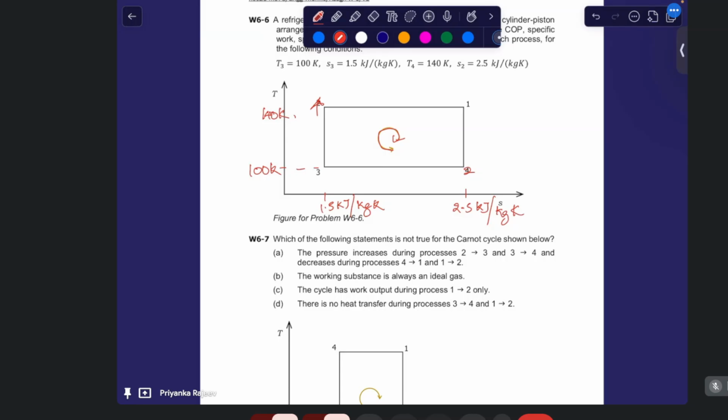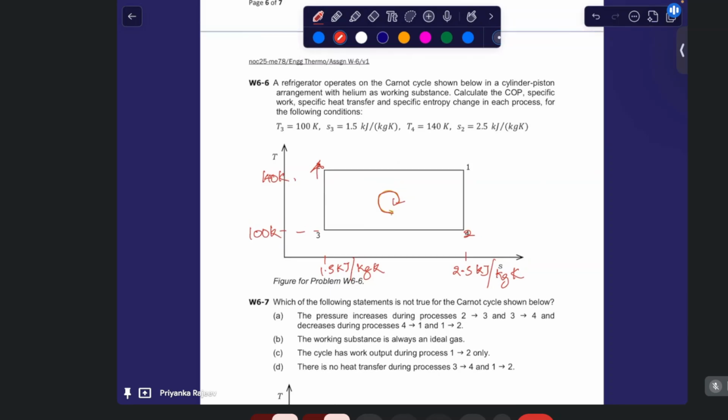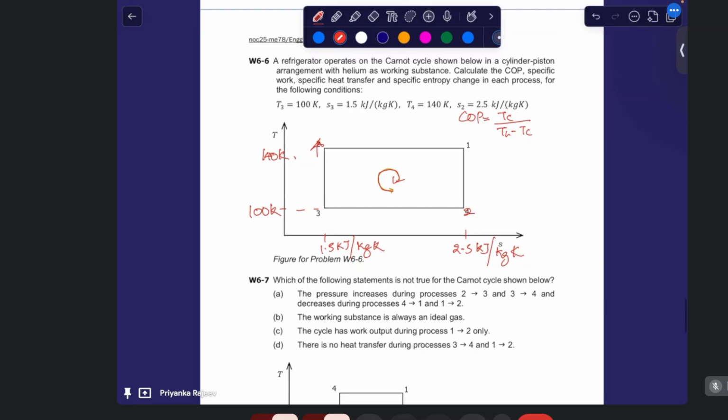So for COP, you just use TC divided by TH minus TC. Then specific heat transfer: isothermal absorption is happening. So T cold is 100 Kelvin. So Q cold, QC, equals TC delta S. Delta S is 1 and T cold is 100 Kelvin. So it is almost 100 kilojoule per kilogram.